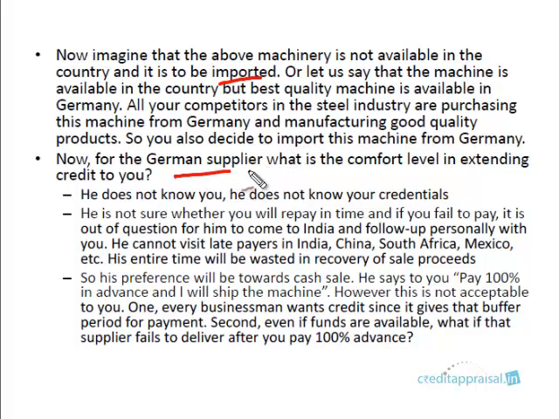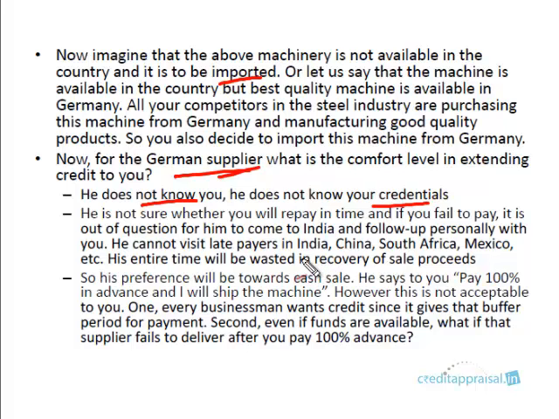Now for the German supplier, let us see what is the comfort level. Absolutely zero, right? He doesn't know you personally. He doesn't know your credentials. He is not at all comfortable selling this machinery on credit to you, because in case you don't repay in time, it's just out of the question for him to come to India and personally follow up. Look at it from the perspective of the international supplier.